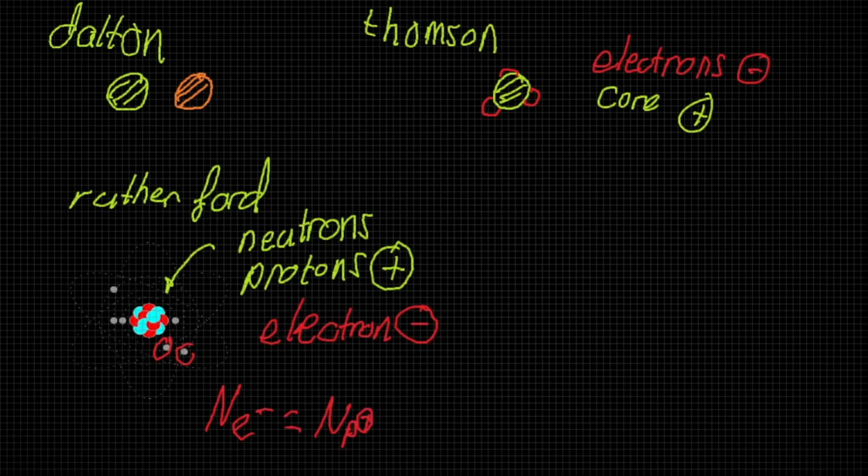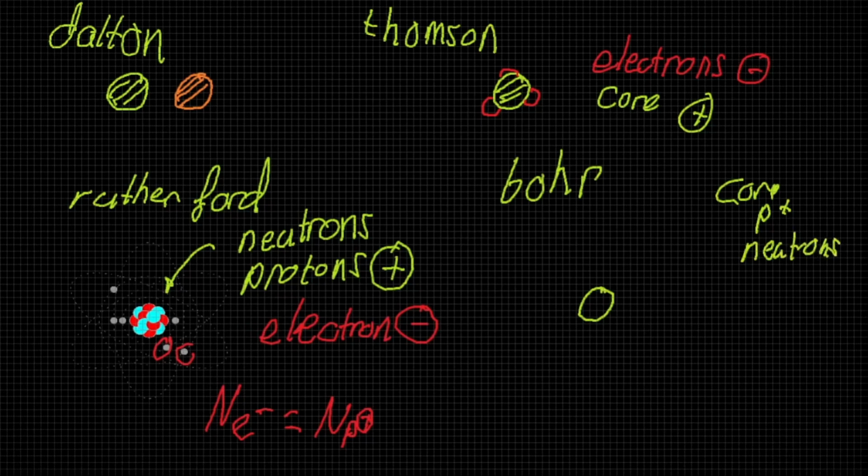And then the final model, which is the most accurate, is the model from Bohr. Bohr also has a core with protons and neutrons, and around that you have electron shells, he calls them, which are filled with electrons, but they are in a fixed distance at some fixed values.